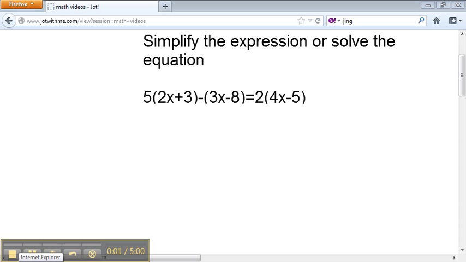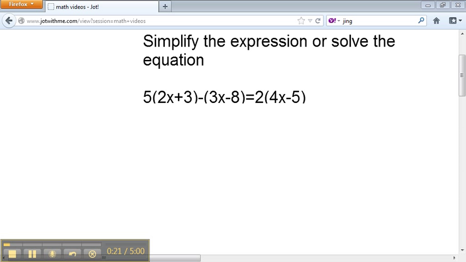Simplify the expression or solve the equation. This is an equation because it has that equal sign. So we will solve it. To solve it, what we're going to want to do is get the x, the variable, all by itself on one side of the equal sign.